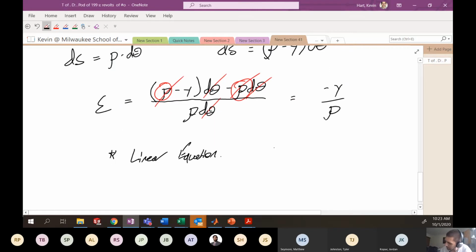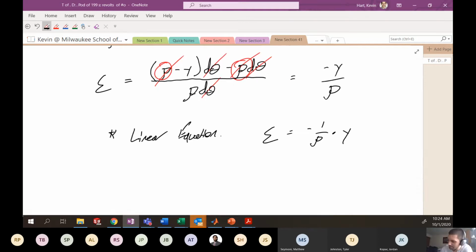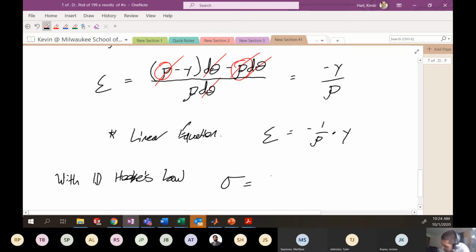Okay, if you want to think of it, write it as negative 1 on rho times y, where this is like the slope and this is like the variable. So this is in slope-intercept form, right? So this is a linear equation. If we convert this to stress, you have stress is just the modulus times this, negative E y over rho, which is also linear.